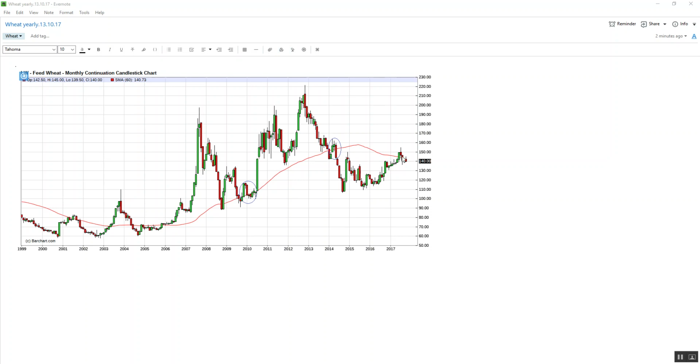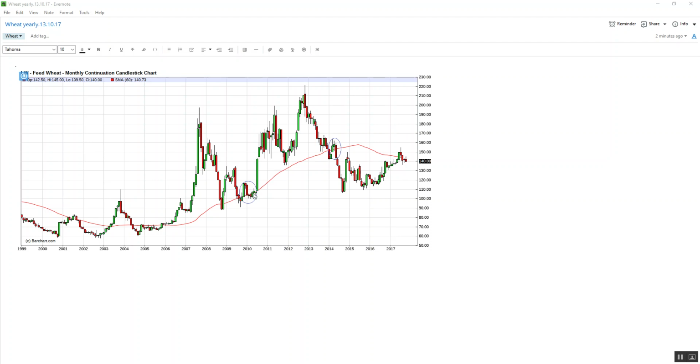We've identified that the market is testing the 60 SMA price at 140.73, and that price at the moment is trading at 140. So we're testing this SMA. We've got four red candles down now. We've identified two previous areas back in 2010 and 2014, where the market broke up through the 60 SMA and then came down to test it.